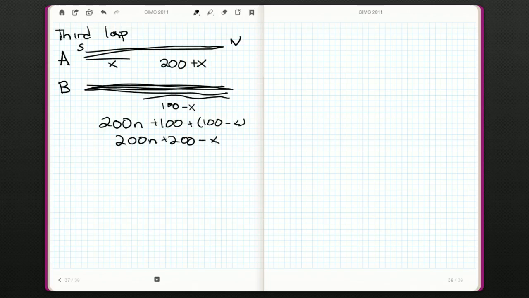I'm noticing the numbers 100 and 200 come up a lot. It's something worth considering. In fact, other than this X value, we're just getting multiples of 200 in our expressions. I wonder if it was the same in the second lap. We'll make a note to look for that when we work out the fourth lap. But I'm thinking multiples of 200 are very important here. It is twice the length of the pool. All right. So the third lap, well, we need to equate these again.